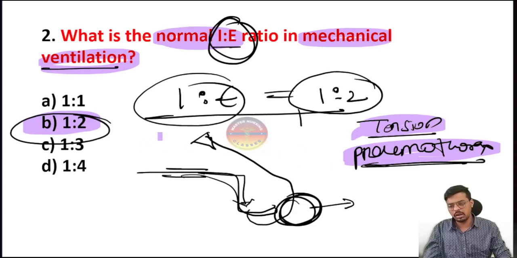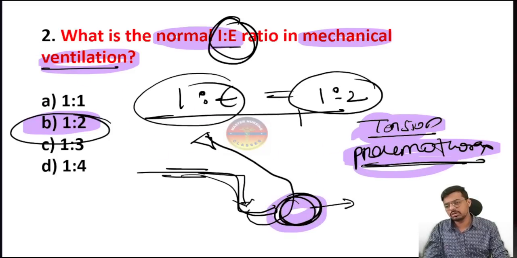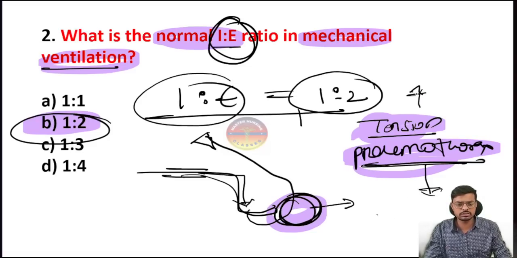Okay, so because of the barotrauma, the tension pneumothorax happens. So if we don't control this tension pneumothorax, it means the pleural cavity will also rupture and the air will go into the mediastinum. So the pneumomediastinum also happens.